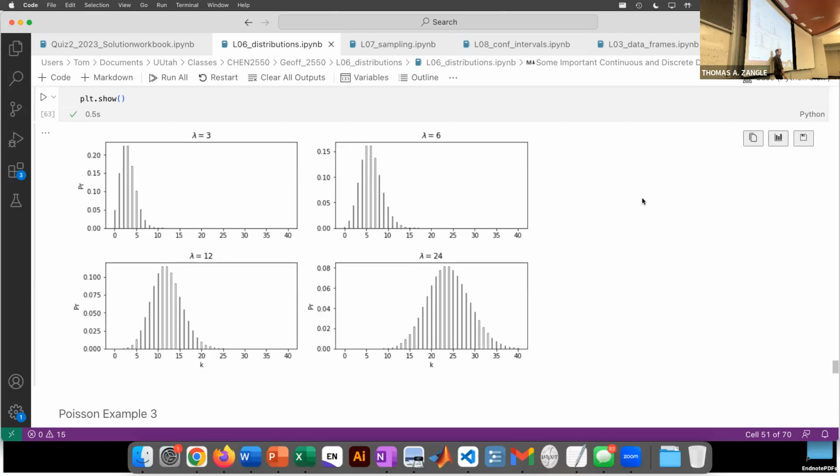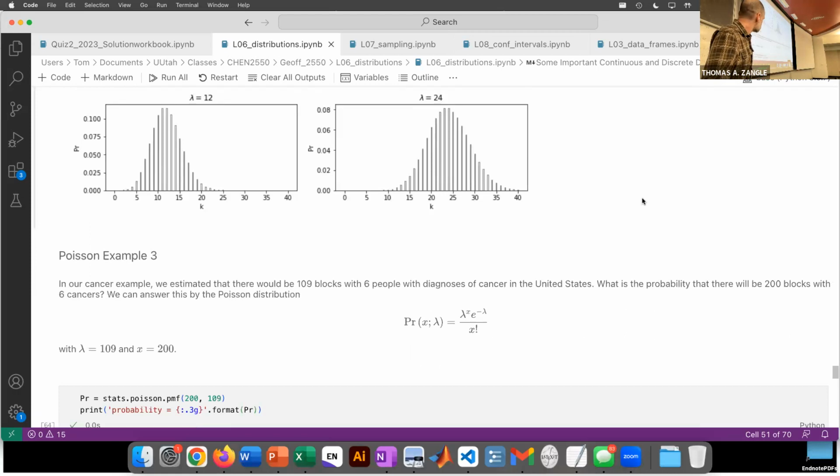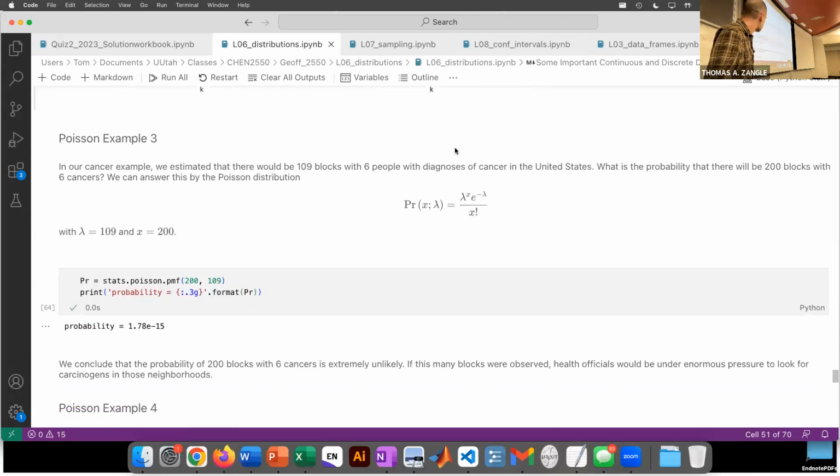There's a deep reason why this looks like the normal distribution that we're only going to scratch the surface of in the next set of lecture notes. But yes, this does start to become the normal distribution. As the number of events goes to infinity, as lambda goes to infinity, the Poisson distribution becomes the normal distribution. We'll talk a little more about that in the next set of lecture notes.